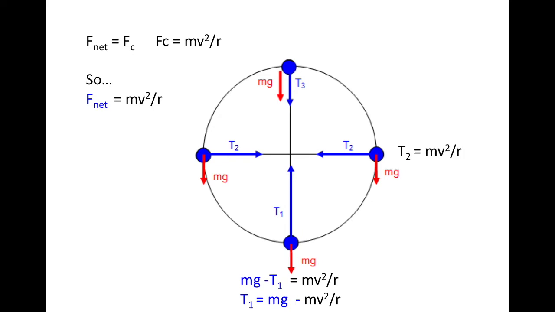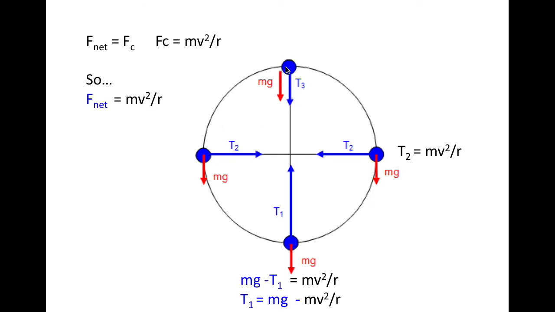For the sides, and that goes for both sides of an object that is moving in a circular motion, the directions of the forces are the same as an object moving in a horizontally circular path. We just use the equation T equals mv squared over r.